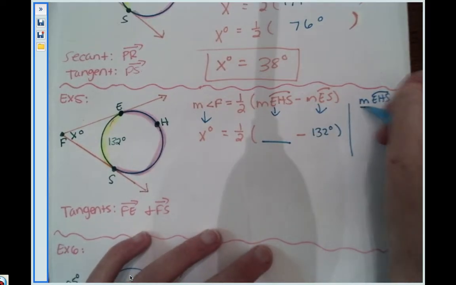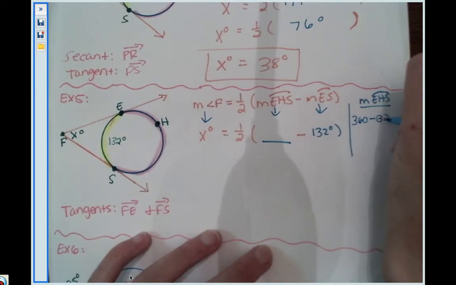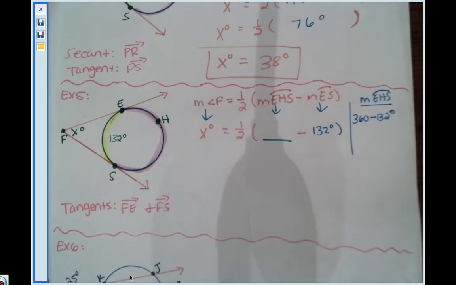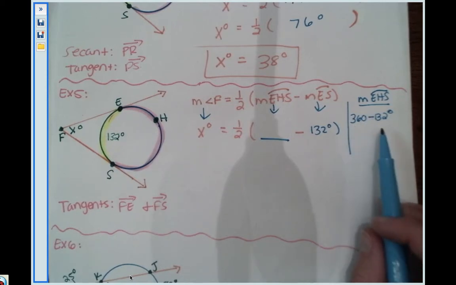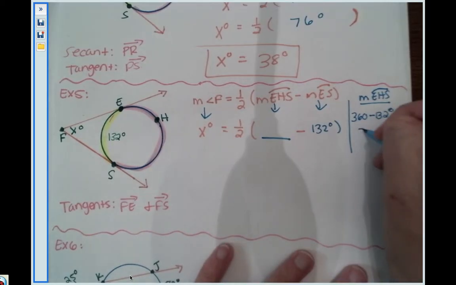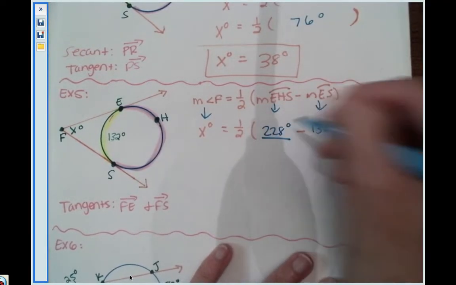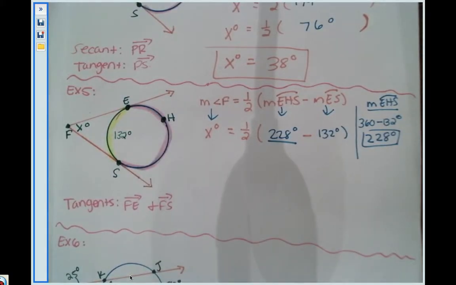So the measure of arc EHS is going to be 360 minus 132 degrees. Okay, which I'm just going to do mental math style because that's the way I like to do it. So I'm going to subtract 360 minus 130, which will give me 230, minus 2 more will give me 228 degrees. Holy hot dog. So the measure of arc EHS is going to be 228 degrees, which let me just double check because I like to always check my work. Yes, it looks fabulous. It's 228 degrees.